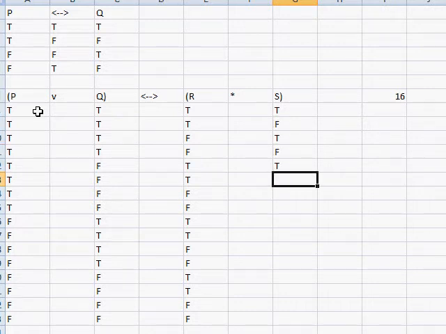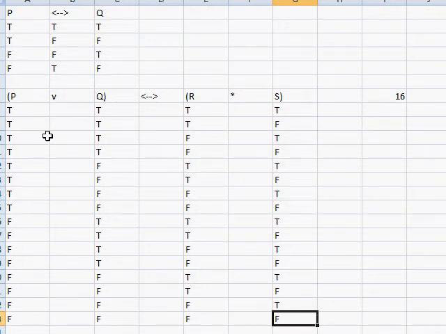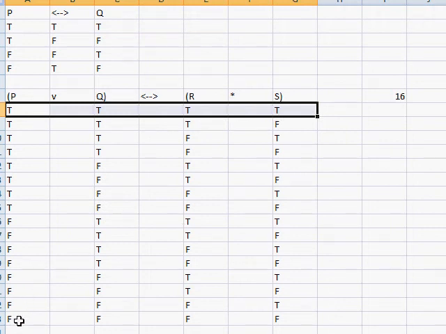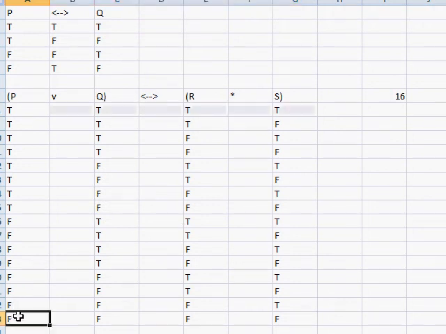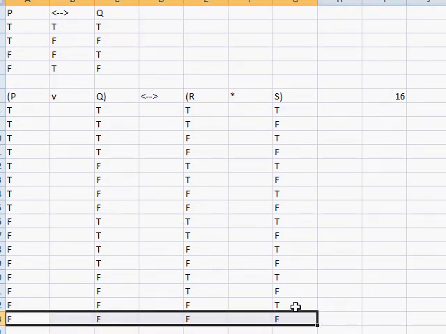True, false, true, false, true, false, true, false, true, false, true, false, true, false. Alright, now if we did this correctly, all of our top truth values should be true. So true, true, true, and true. And all of our bottom truth values should be false. So false, false, false, false. Okay, so it seems like we did our truth values correctly.